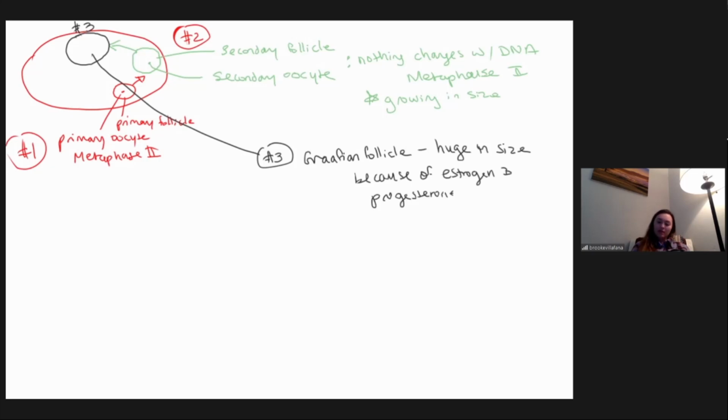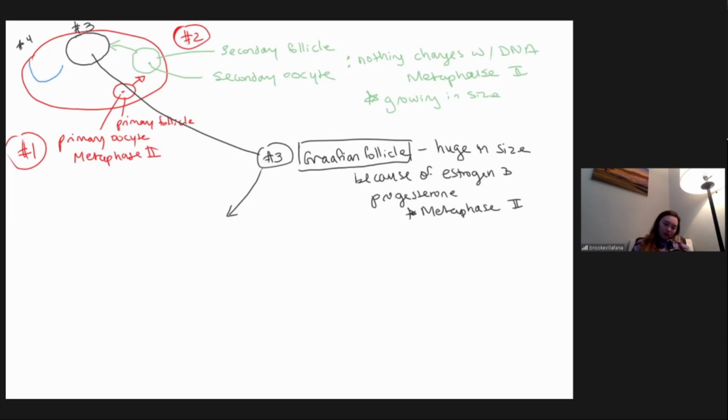What phase is it in? It's still in metaphase 2. Nothing has happened to the DNA in the Graafian follicle. Then we get the next stage, which is ovulation.